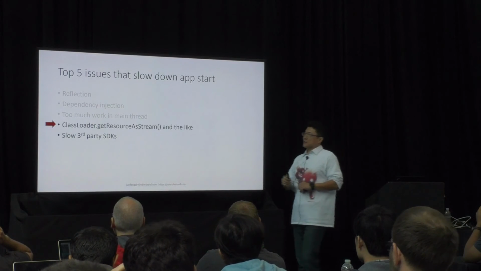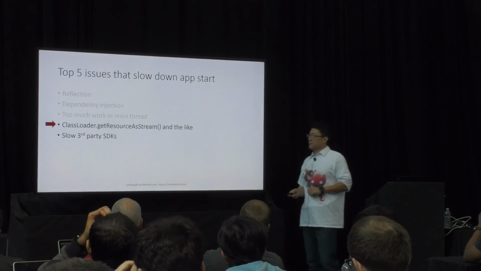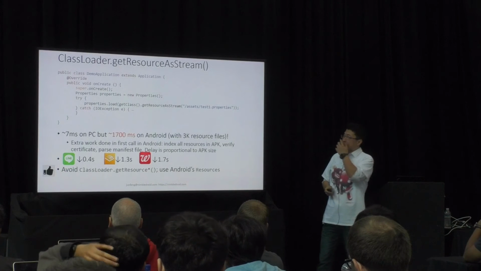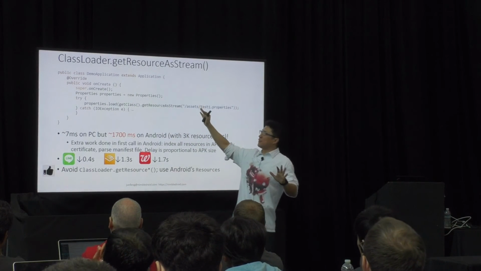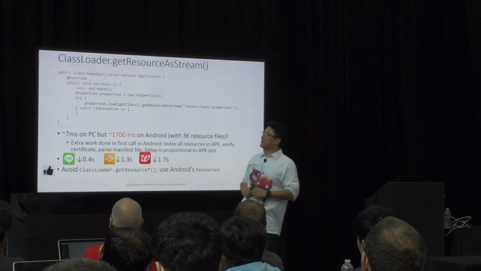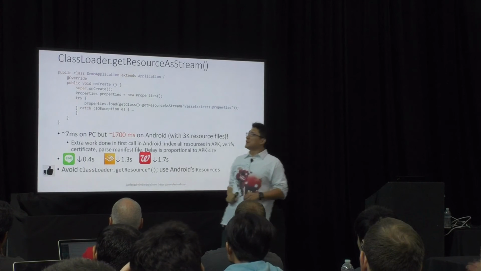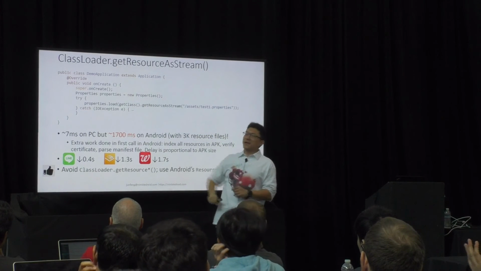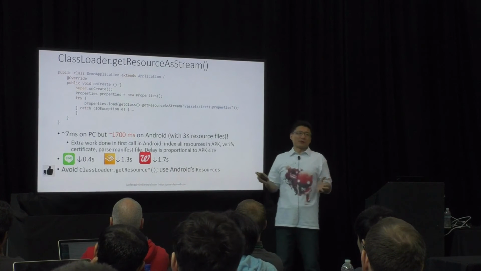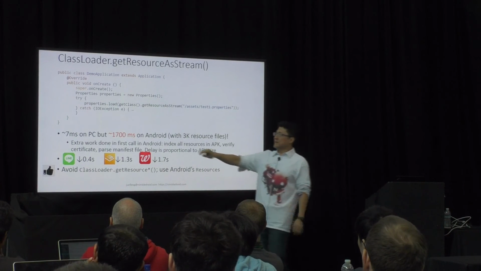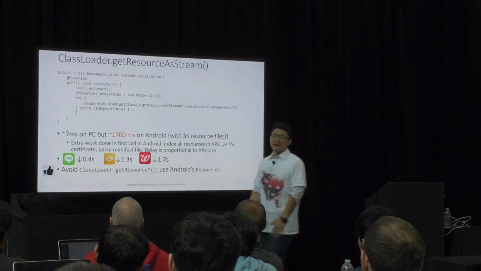Okay, so now I'm going to talk about this dreaded getResourceAsStream problem. If you look at this particular simple app, it's really simple, fewer than 10 lines. All you do is try to load a property from your app. If you run this demo application on the Nexus 5, and your app has 3,000 resources, which is pretty reasonable, you're going to get a 1.7 second delay, right? Just for this very simple 10 line app.